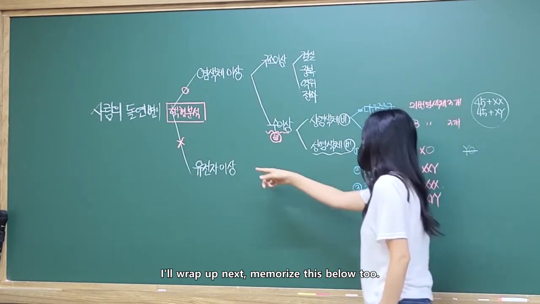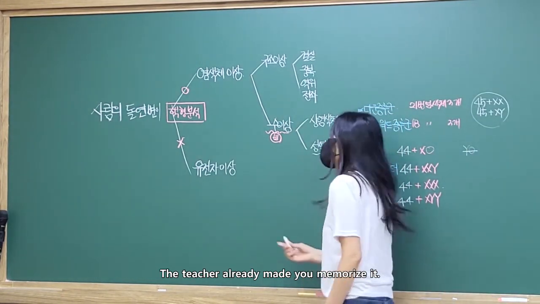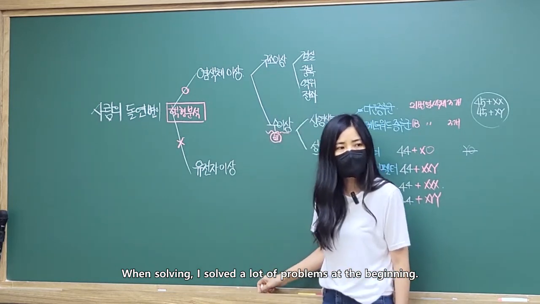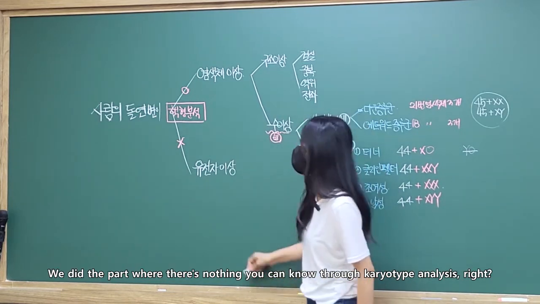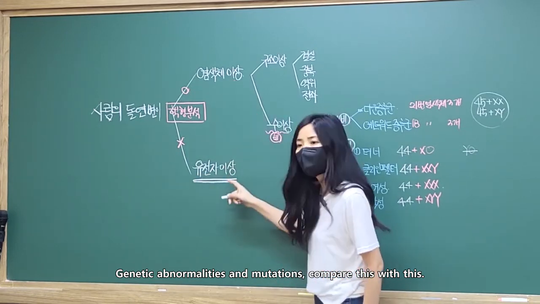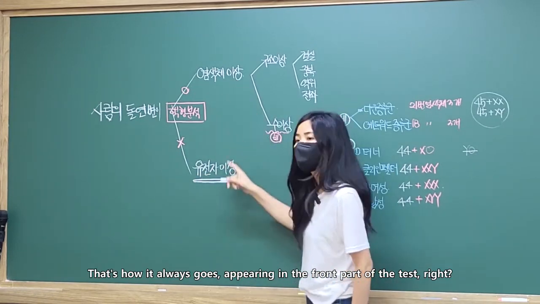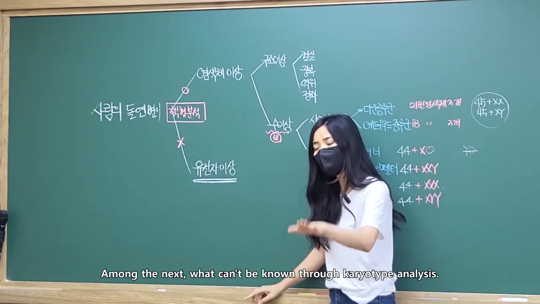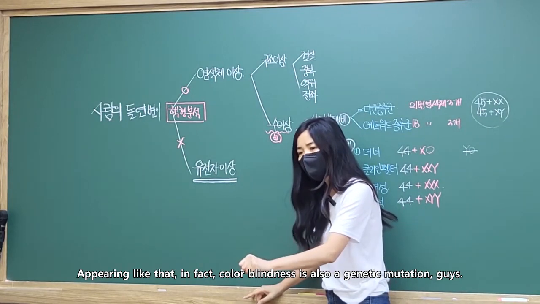Memorize this below too. The teacher already made you memorize it. It was last time's test question. When solving, I solved a lot of problems at the beginning. We did the part where there's nothing you can know through karyotype analysis, right? Genetic abnormalities and mutations, compare this with this. That's how it always goes, appearing in the front part of the test, right? Among the next, what can't be known through karyotype analysis appears like that.